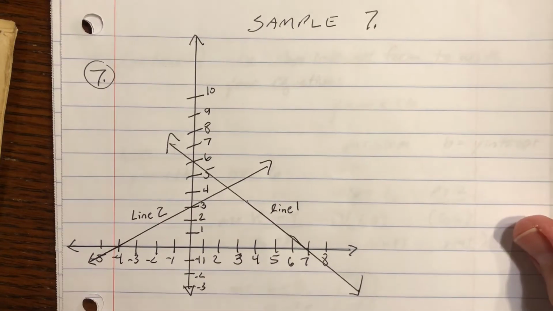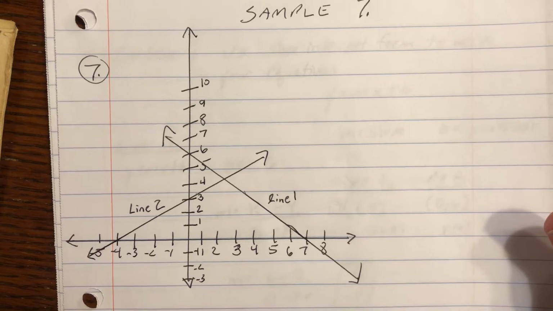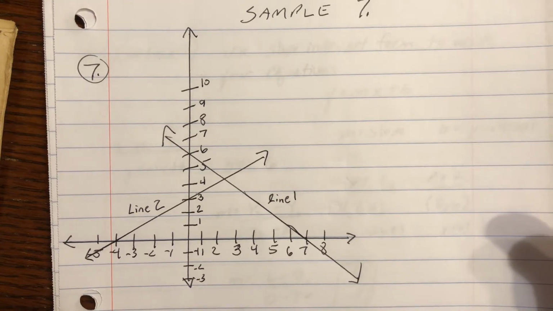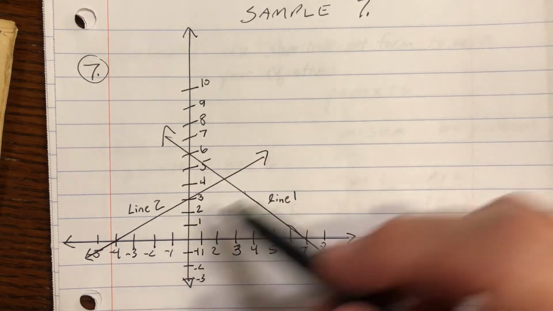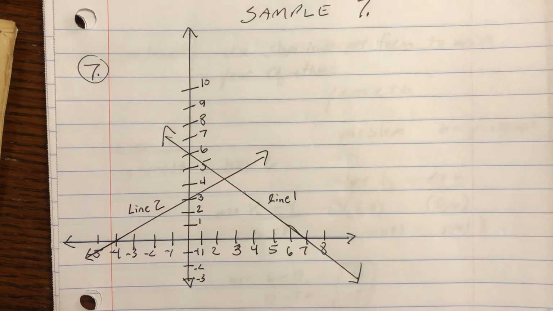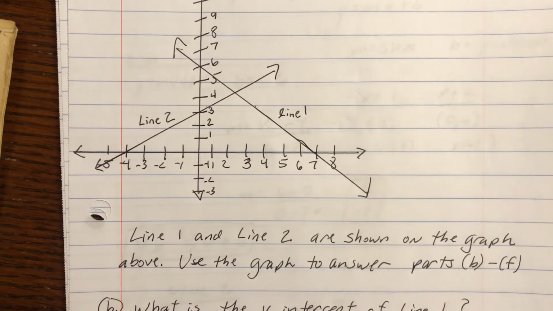You see I have a graph drawn here. It looks similar to the graph that you have. I have two lines there that are intersecting at a point right here. This is my line 1, this is my line 2. It says line 1 and line 2 are shown on the graph above. Use the graph to answer parts B through F.